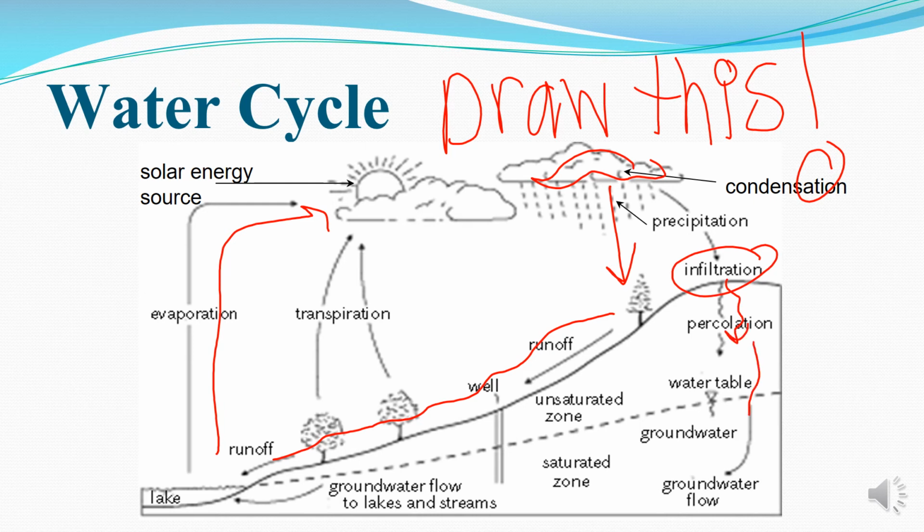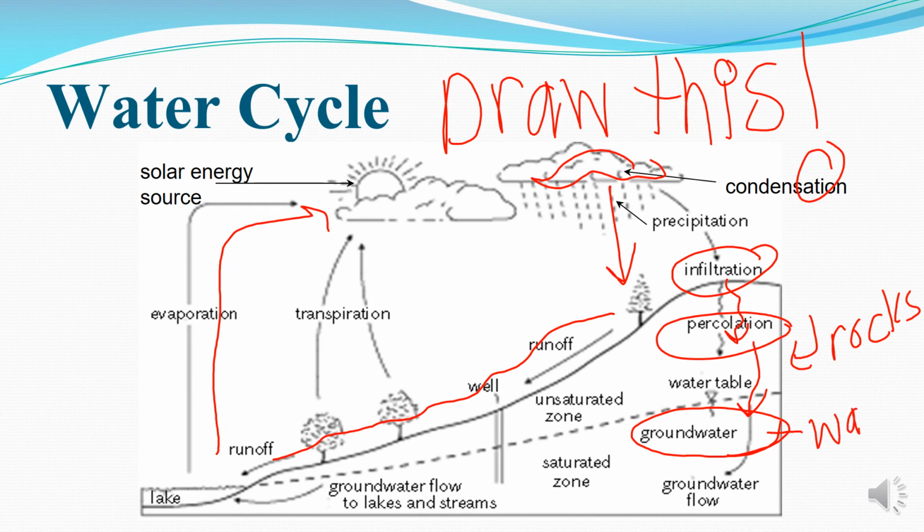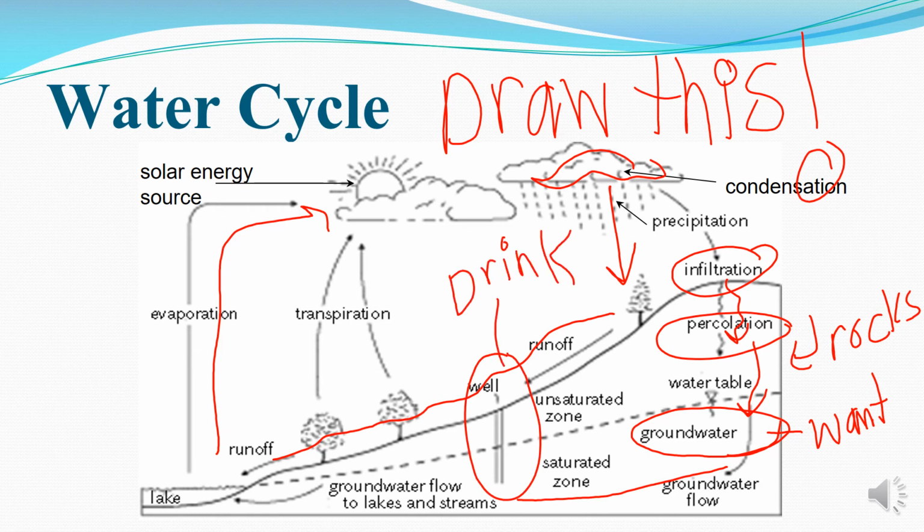It's going to hit where our water table is, and percolation is now in the deep part, which is of course just your rocks. And then we get to your groundwater. Groundwater is what we want to drink. Okay? It gets saturated when we have a well. A well gives us water to drink. And we keep on flowing through until it eventually comes back out at a lake or a stream or a river and starts all over again.